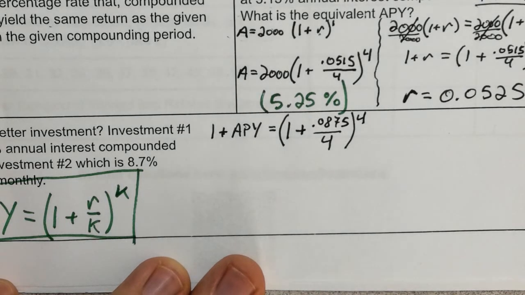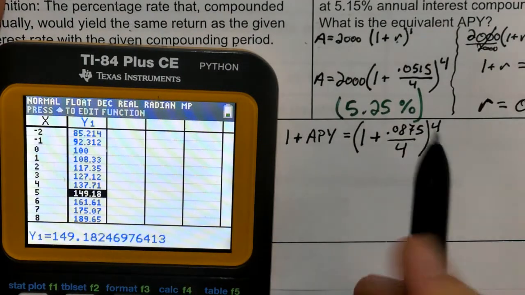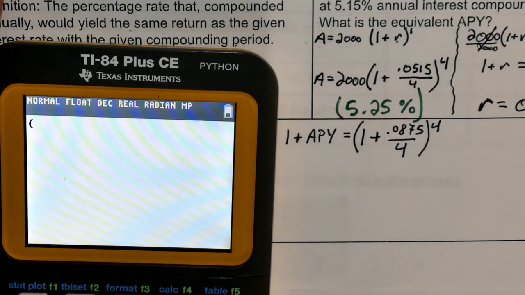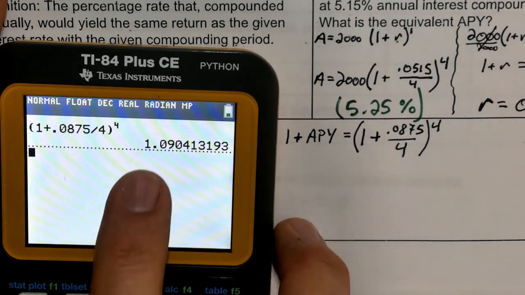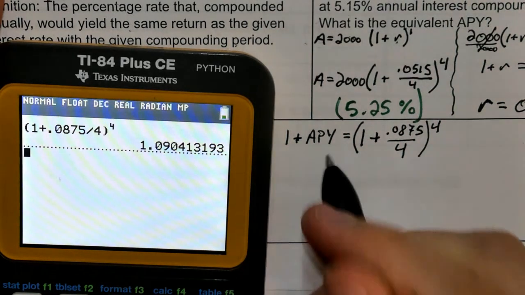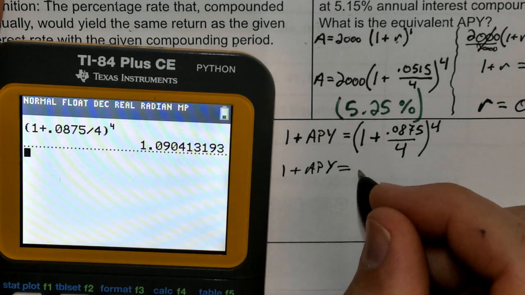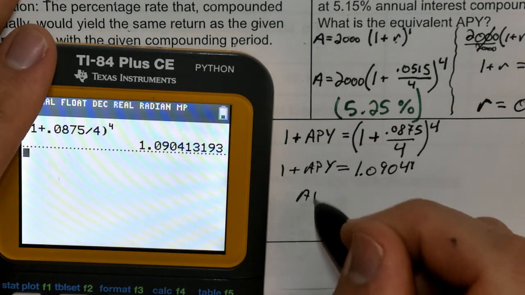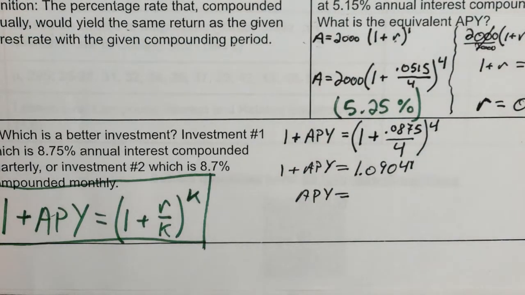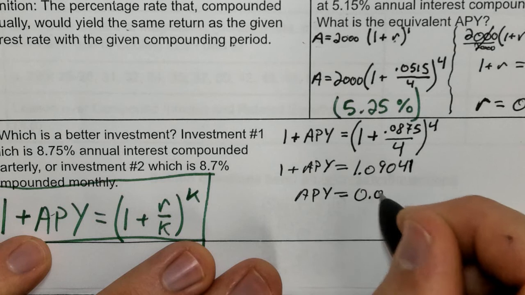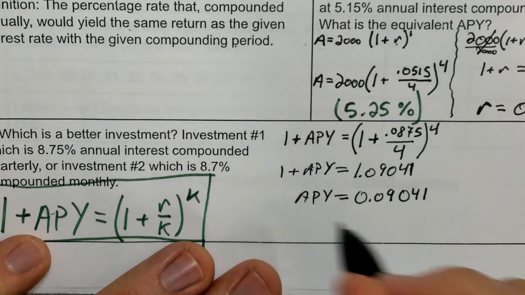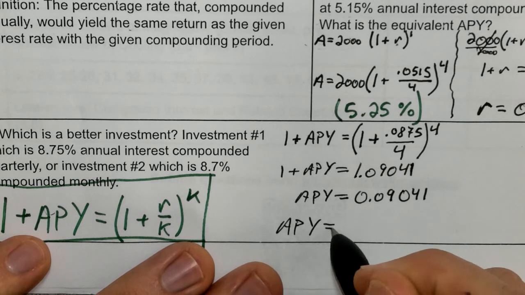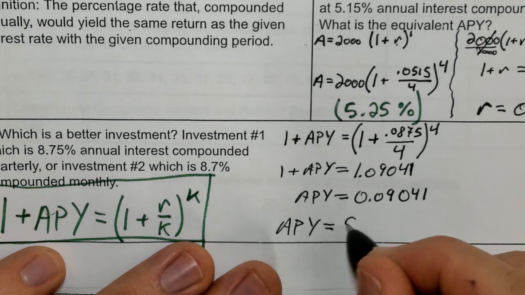And like I said, you can see this looks a lot like the previous problem, right? So if you just take and you go in parentheses 1 plus 0.0875 divided by 4, all raised to the fourth, you get 1.090413, right? So you get this 1 plus APY is equal to 1.09041, whatever. And then when you subtract 1 from each side, you get that APY. It's a 1, yeah. You get that the APY is 0.09041. In other words, if you were to put this as a percentage, it would be 9.04%.